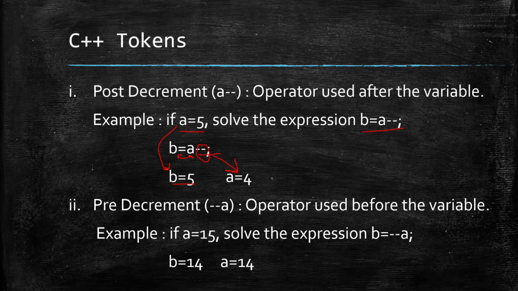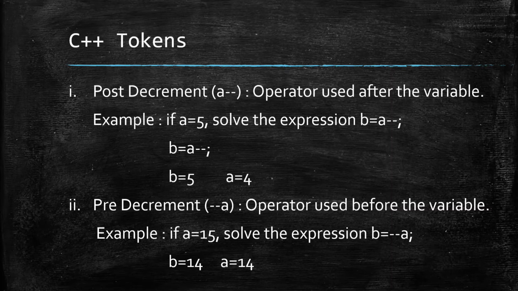Because it's post decrement, right? So after your assigning, you will be decreasing the value here. That's all. Now coming to the pre-decrement. It is the operator used before the variable. So I denote it as minus minus A.